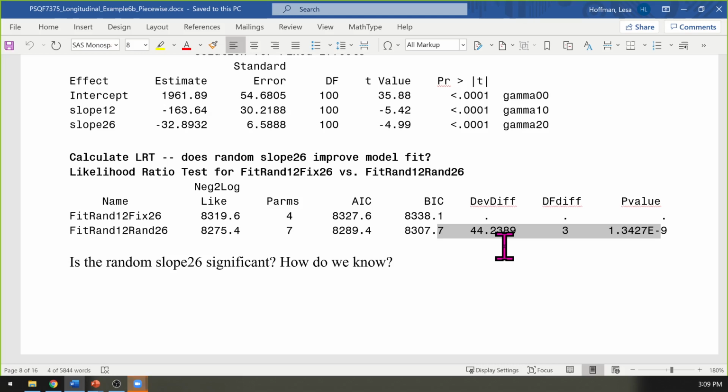Each person needs their own. Yeah, people change differently in the second half. So the fact that both random slopes added to the model means people differ in how much they change from session 1 to 2, and they differ in how much they change from 2 to 6.